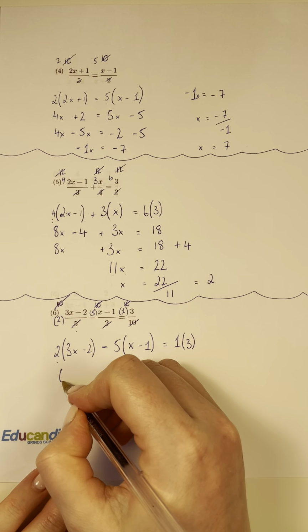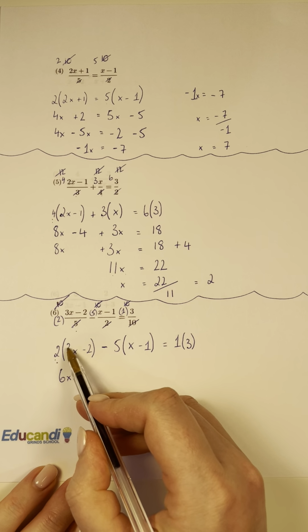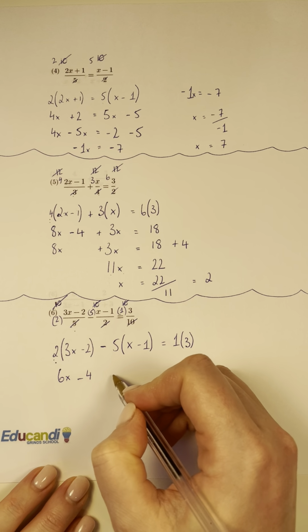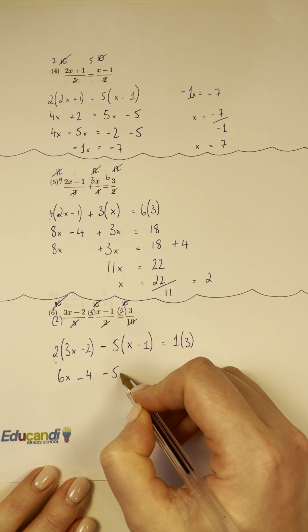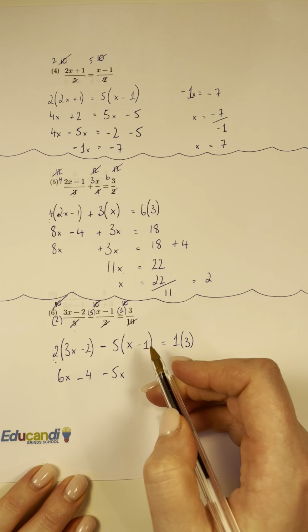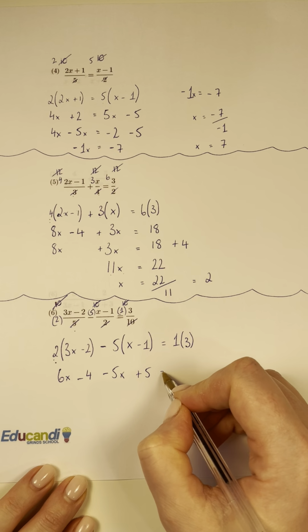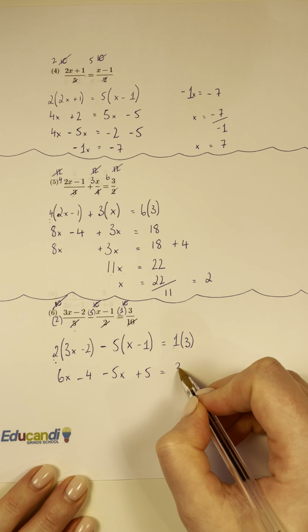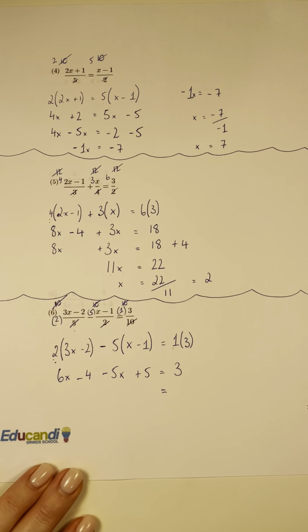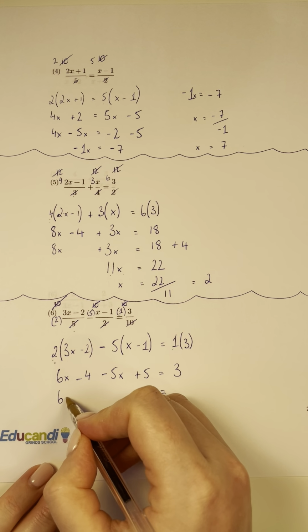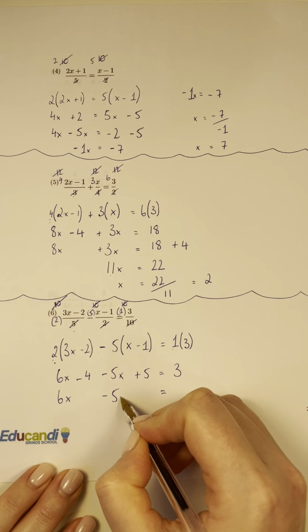2 by 3x is 6x. 2 times minus 2 is minus 4. Minus 5 times x is minus 5x. Minus 5 times minus 1 is plus 5. And 1 times 3 is 3. We would like letters on one side, numbers to the other. So that gives me 6x minus 5x.